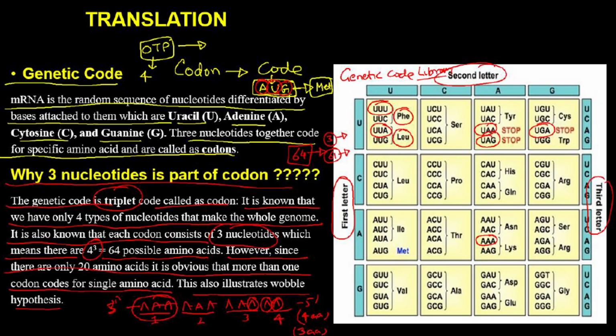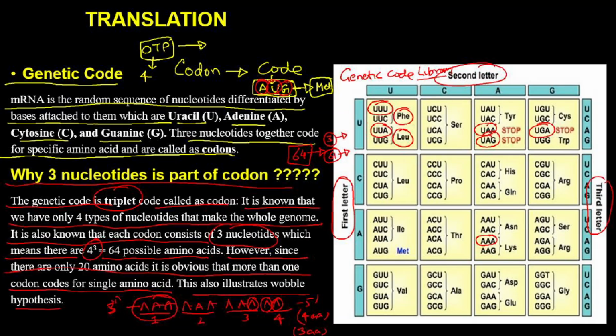So mRNA is a random sequence of nucleotides differentiated by the bases attached to them, the nucleotide bases, which are uracil, adenine, cytosine, and guanine. Three nucleotides together code for specific amino acids and are called codons. Okay? Three nucleotides make a single codon. Why is the codon made of three nucleotides? The genetic code is a triplet code called the codon.